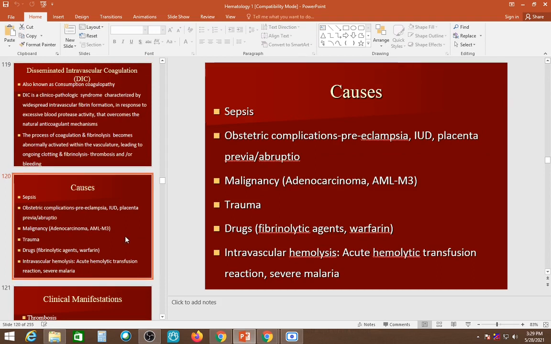So what are the causes of DIC? Because we see this disease very commonly. Number one is sepsis. Sepsis means any infection, be it bacterial, be it viral or anything.